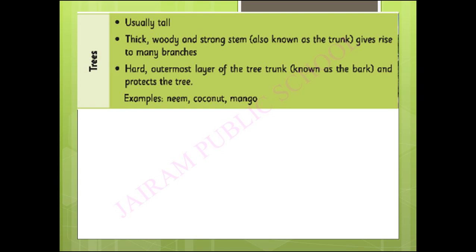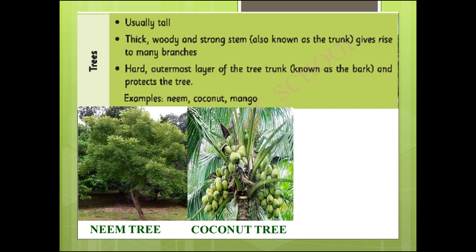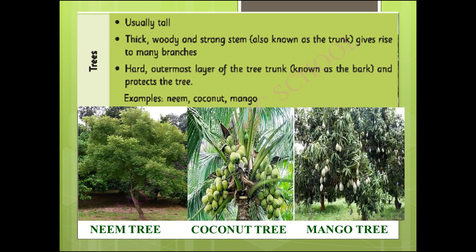Next, trees. Trees are usually tall. They have a thick, woody, strong stem. The strong stem is also known as the trunk. The tree gives many branches. They are hard, and the outermost layer of the tree trunk protects the tree. Example, neem, coconut and mango tree. Trees can live for many years. Most of the birds build their nests on the trees.